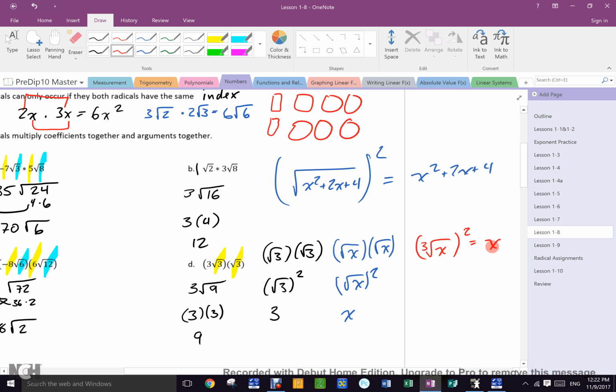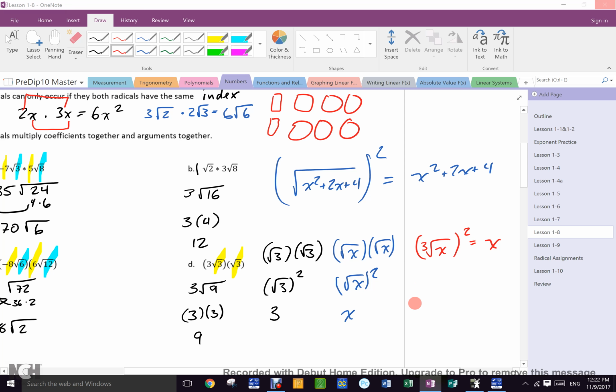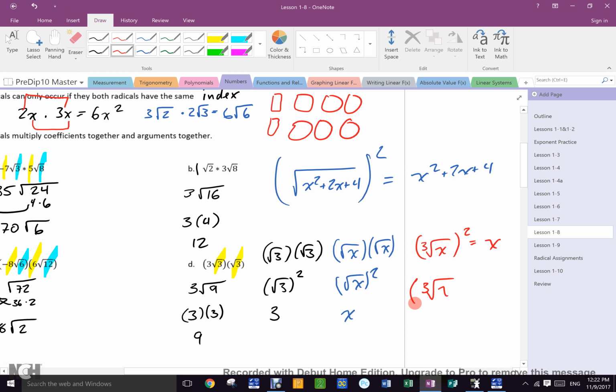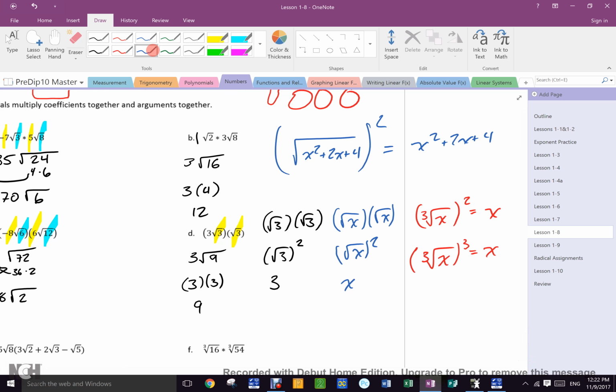No. Why not? Because it's a cube root. So what would have to be up here for this to be true? Cubed root of x. Cubed is x. What then is the rule if I do this? What has to go there? Whatever the y value is.